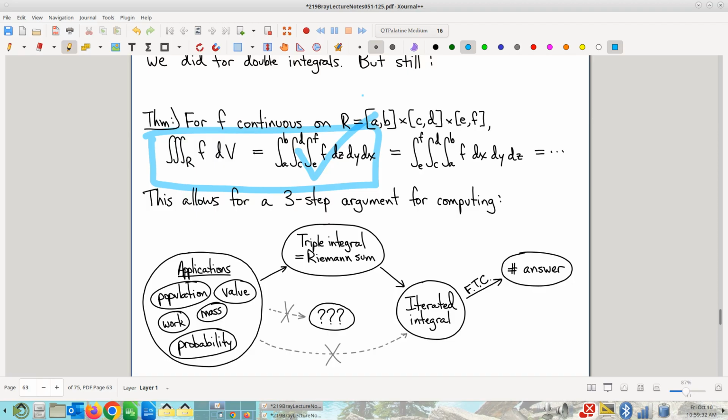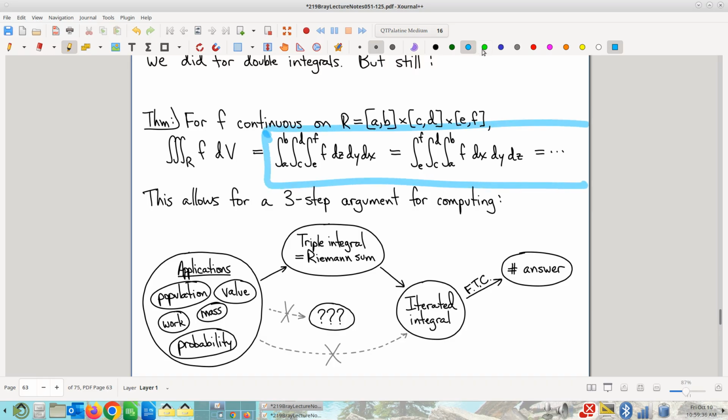And in fact, furthermore, how you order your differentials, now you have 6 options, by the way, right? 3 things can be ordered in 6 different ways, not just 2. All 6 of them will give you the same answer.